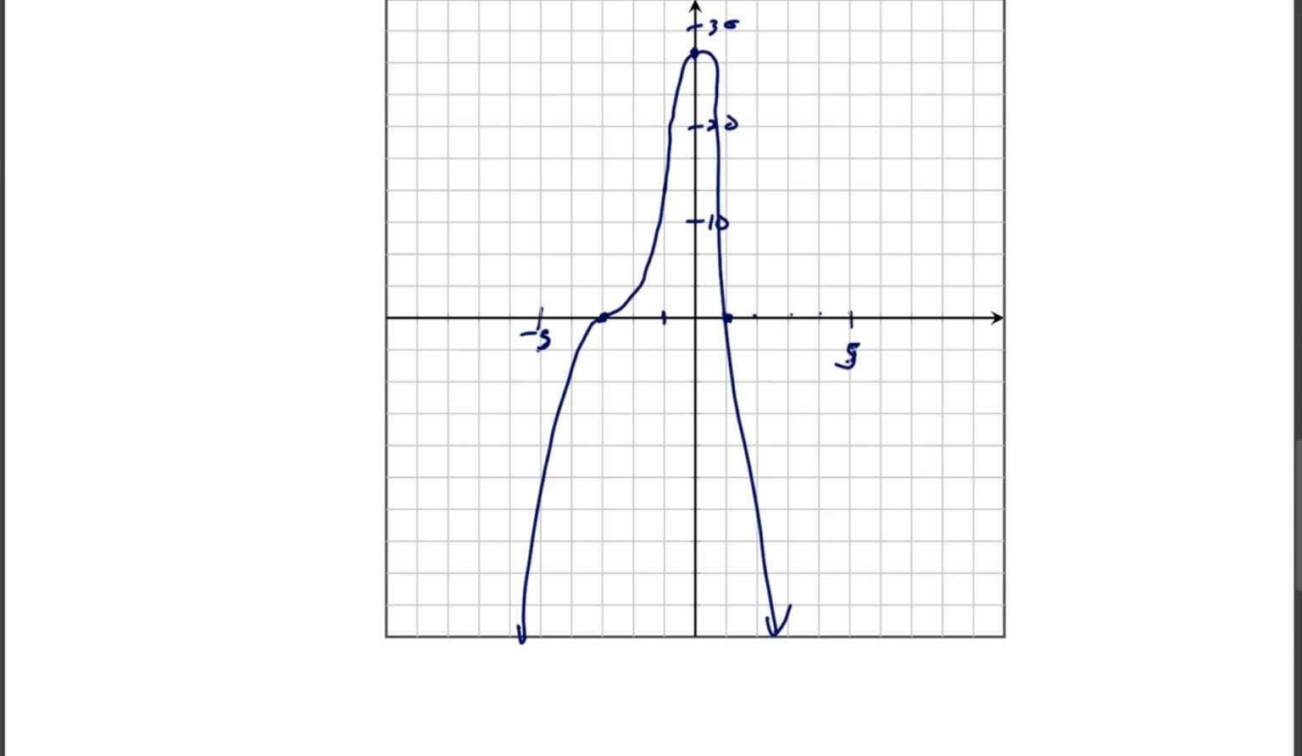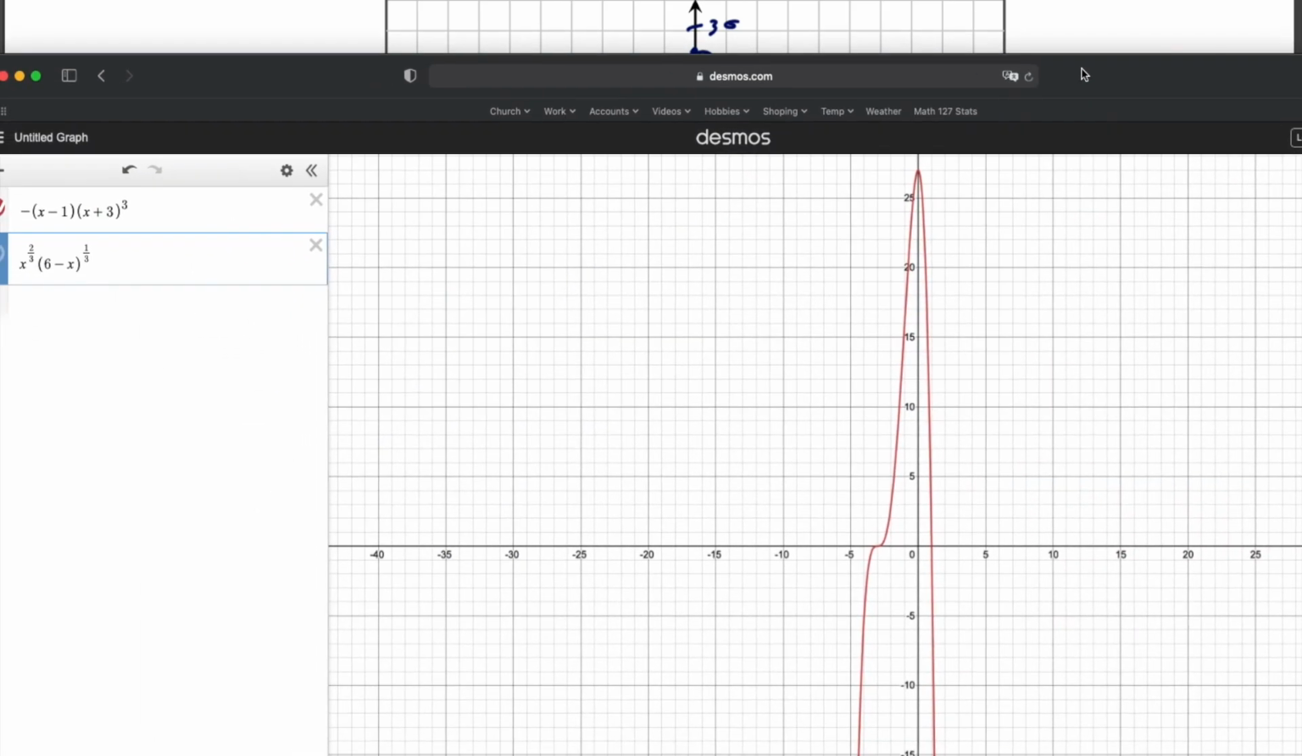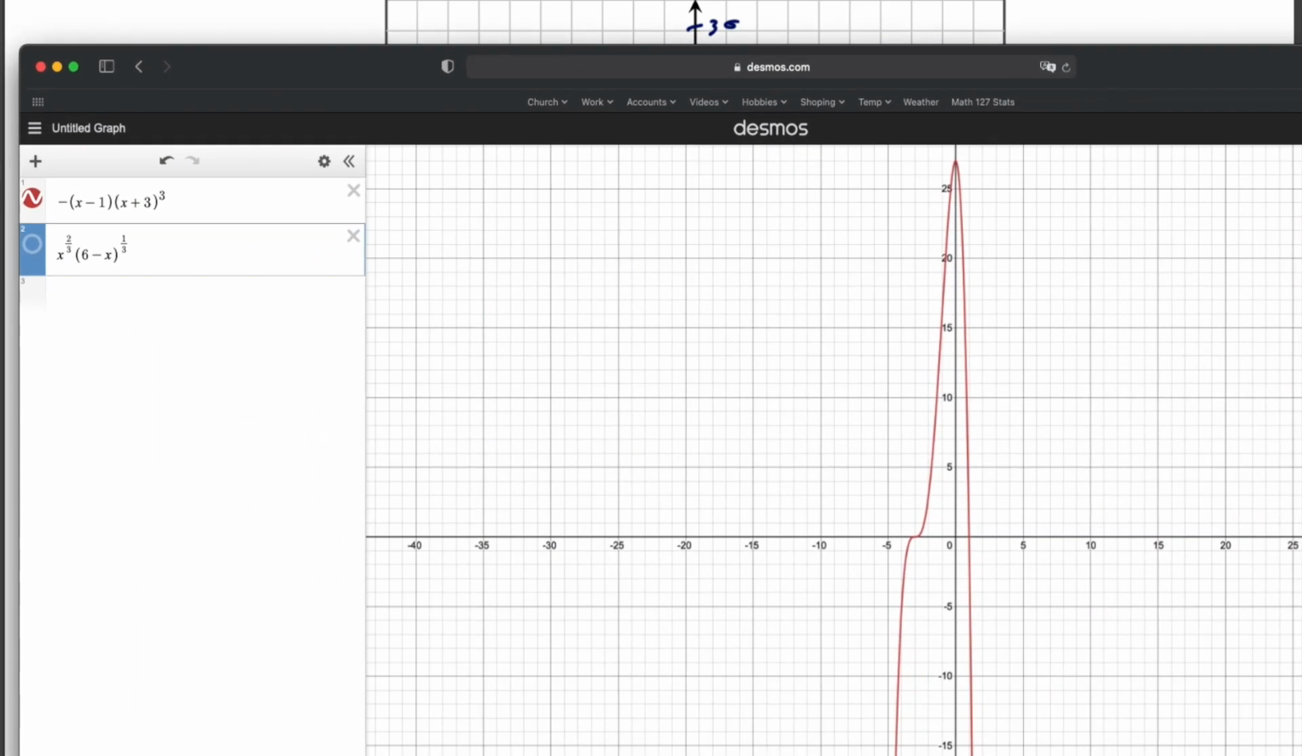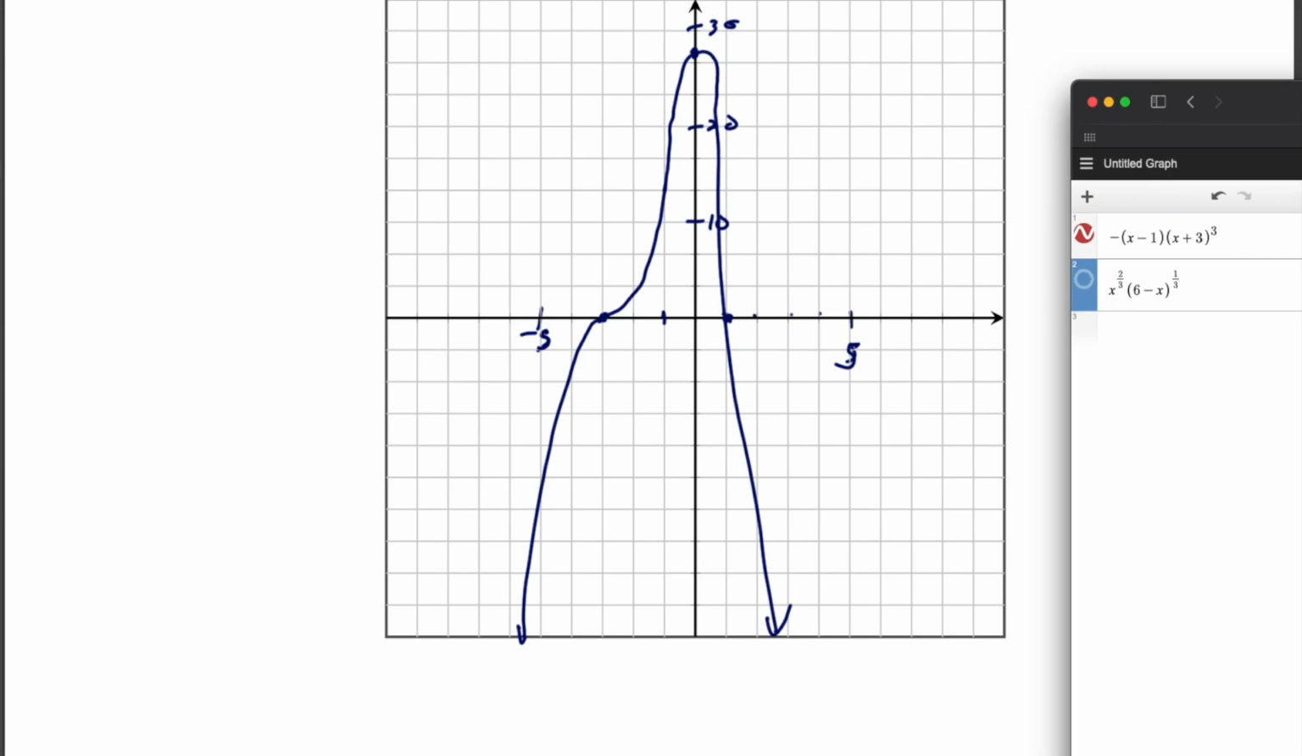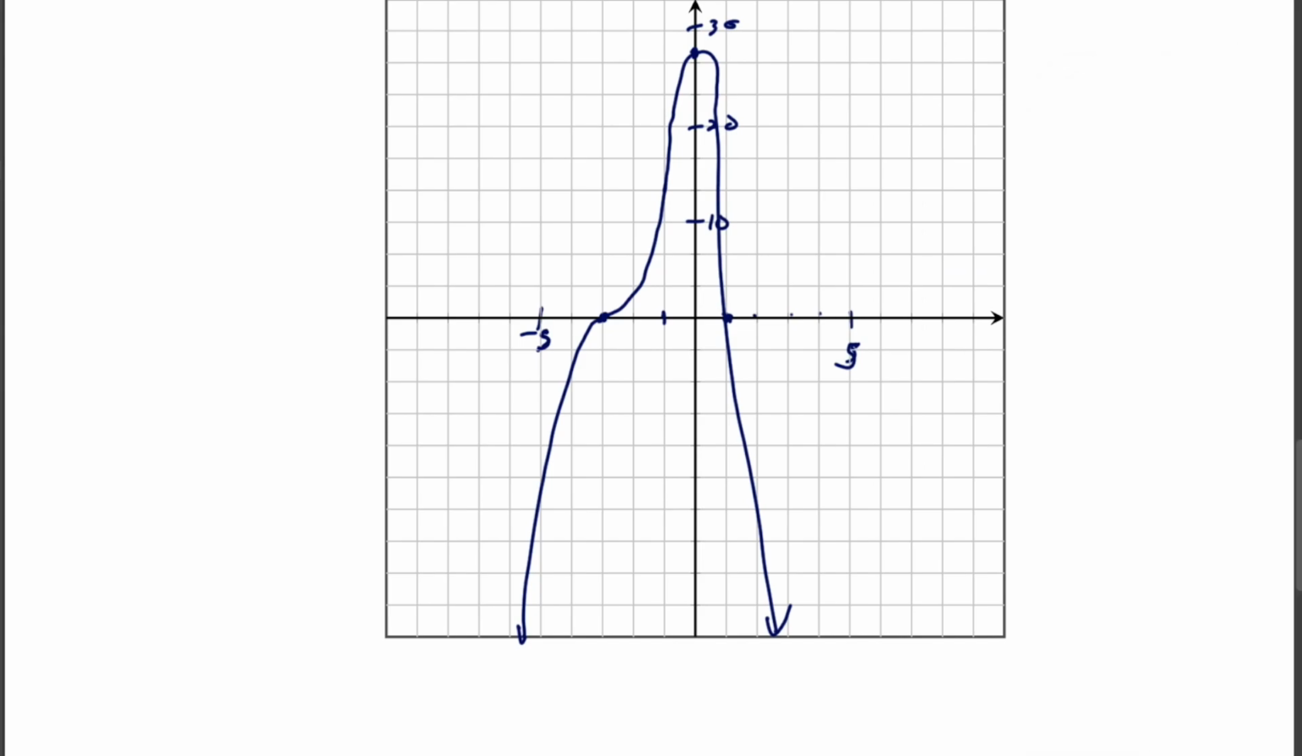Now what does it really look like? Well, let's graph this in Desmos. Ta-da! Graphing it in Desmos, we see that our graph looks very, very much like the graph we did. And so we built something really, really close.